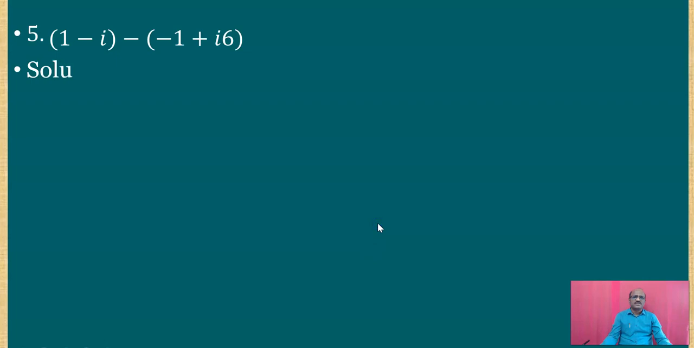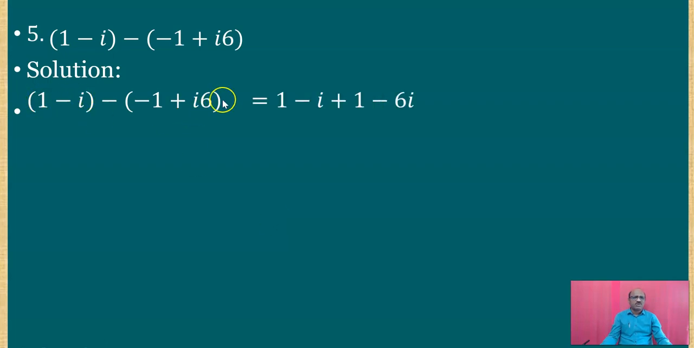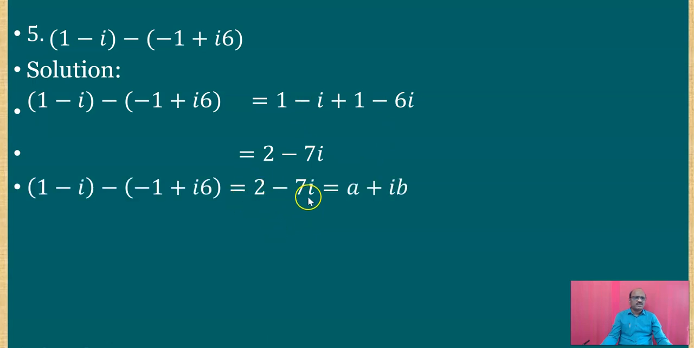Next is (1 minus i) minus (minus 1 plus i6). Normal simplification here. Open the bracket 1 minus i; if you open the bracket, you will get plus 1 minus 6i. 1 plus 1 is 2, minus i minus 6i is minus 7i, and you will get 2 minus 7i, that is equal to a plus ib.